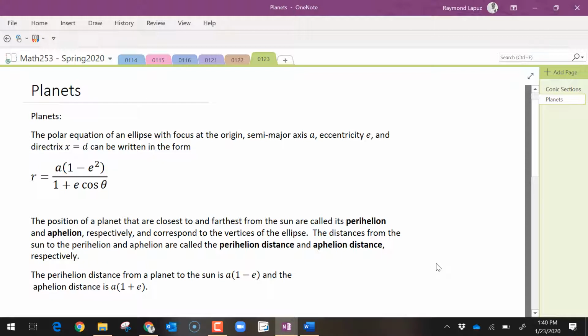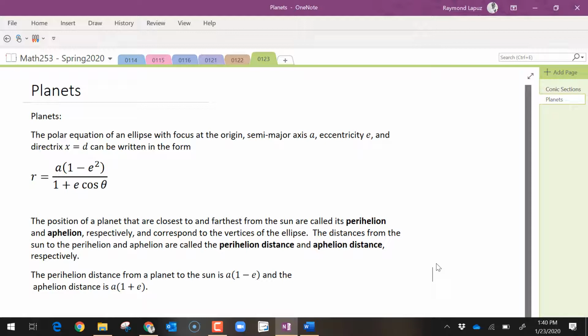So what I'd like to do is have you guys think about how to write the equation of the orbit of the Earth going around the sun using polar coordinates. So anybody know the eccentricity of the Earth off the top of your head? Benny's thinking about it.